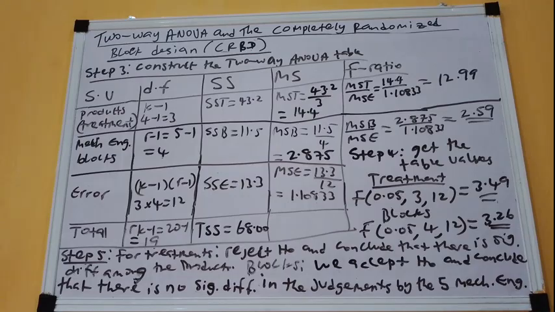Then for the blocks, you will see there, the calculated F for block is 2.59. Then the table value for block is 3.26. So this simply means that the calculated value for block is less than the table value. So if calculated value is less than table value, we accept H0, the null hypothesis. And when we are accepting H0, the null hypothesis, we are rejecting H1, the alternative hypothesis. We are now going to accept H0 and conclude that there is no significant difference in the judgment made by the 5 mechanical engineers. Beloved, we have come to the end of this class for today.